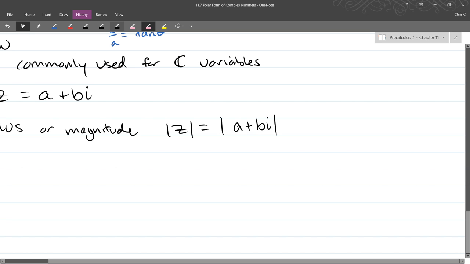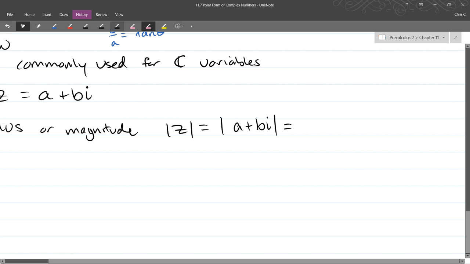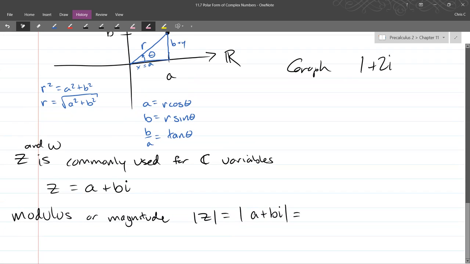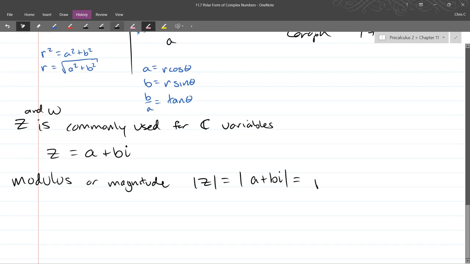So this is how far away is it from the origin? In some sense, it's how big is it? But it doesn't matter what direction it's pointing, it's going to be the same answer no matter what direction this is going to be away from the origin. So how do we get the distance from the origin? We have it right here. R equals square root a squared plus b squared. So that's how we're going to get this.